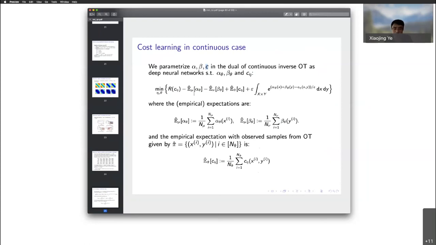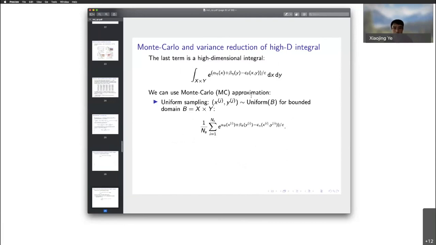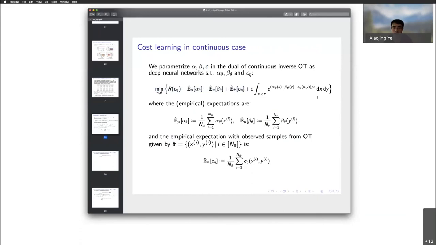And then we can substitute the integrals. Previously, we have the integral of alpha times mu. In this case, it's just the expectation of alpha under the marginal distribution, and similarly for the other two terms. Since we have the data, we can just replace the expectation by the empirical expectation, plugging in the samples xi and yi, which we observe from the given pi hat. Then everything is computable. The only key difficulty is in the last term, which requires integration in high dimensional space, or in R^d by R^d space.